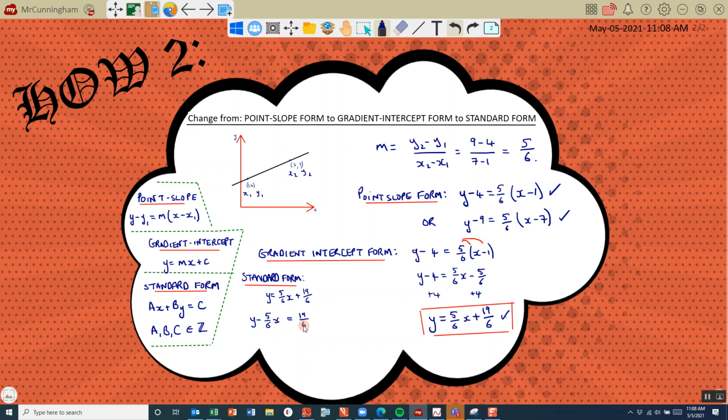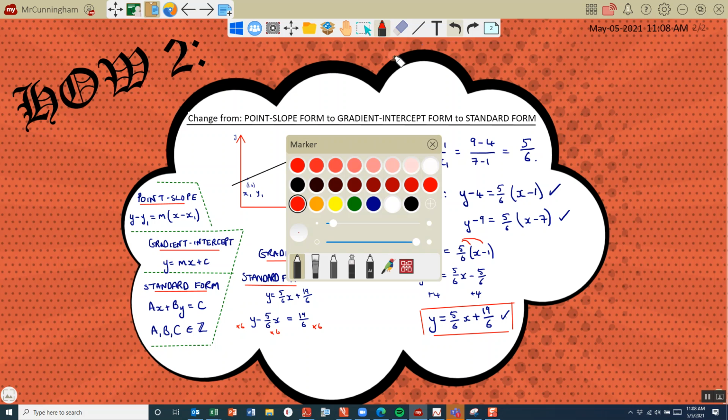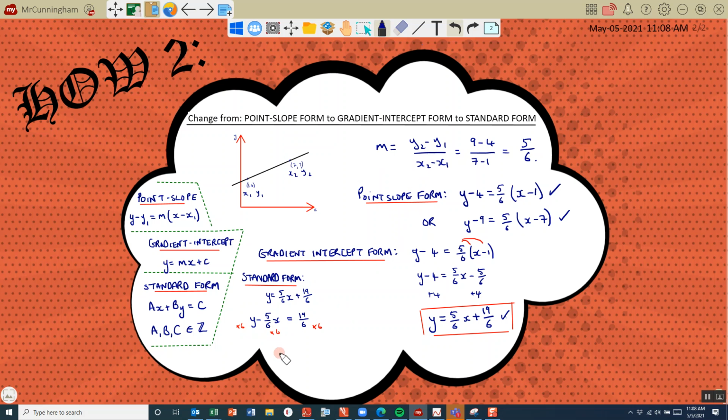So to get rid of the fractions, get rid of these 6's, I'm going to multiply every single term by 6. So I'm going to multiply the y by 6, I'm going to multiply this by 6, I'm going to multiply this by 6. And by doing that, I get standard form. It's going to be 6y minus 5/6 multiplied by 6 is just 5, that's 5x. 19 over 6 multiplied by 6. The whole point of multiplying by 6 gets rid of the 6 in the denominator and just gives me 19. And that is now in standard form.